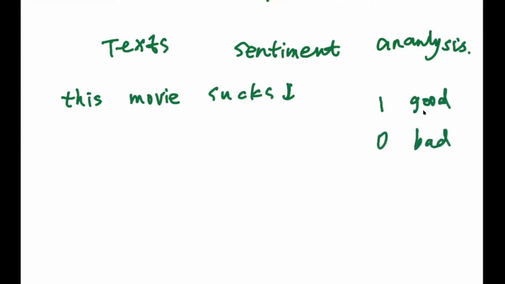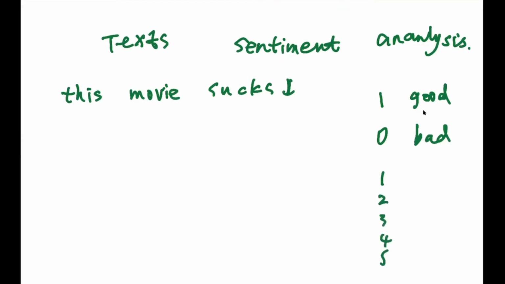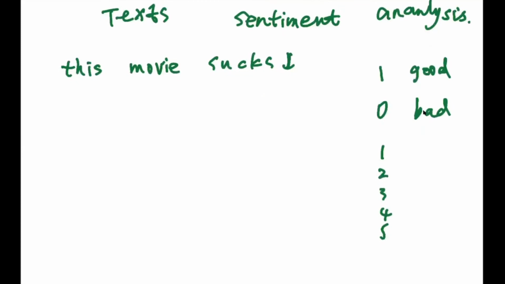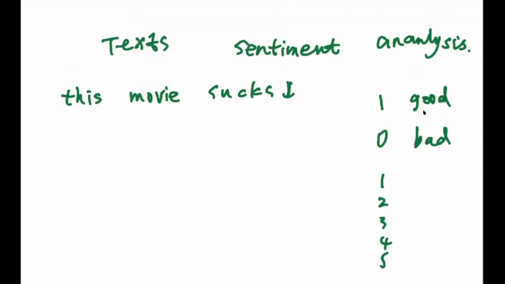And the label can be like this. The label can also be a rating, say you give the restaurant 1, 2, 3, 4, 5 stars. So the input is a sentence or several sentences, and you try to give the rating of the restaurant based on these texts. But these texts will also be transformed into numbers.